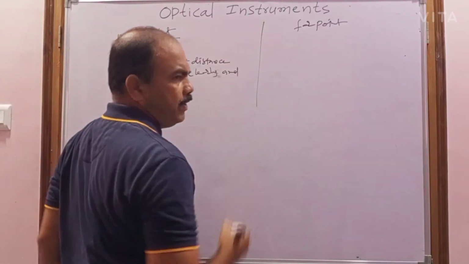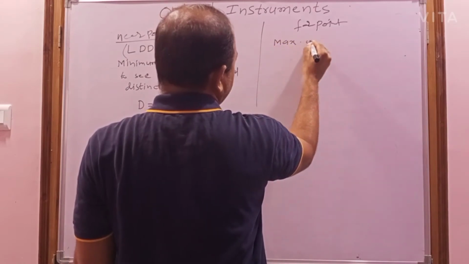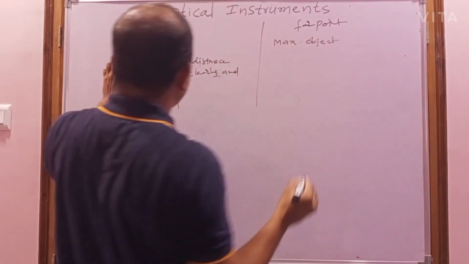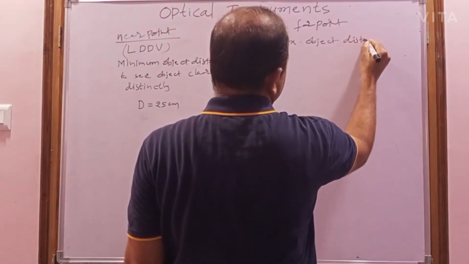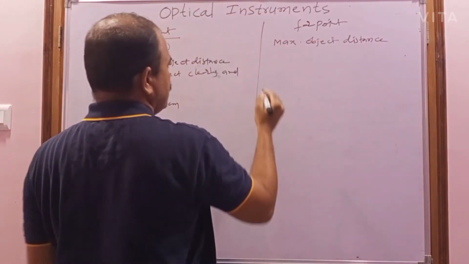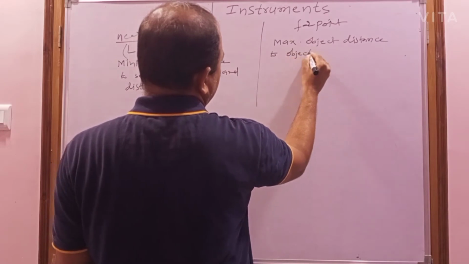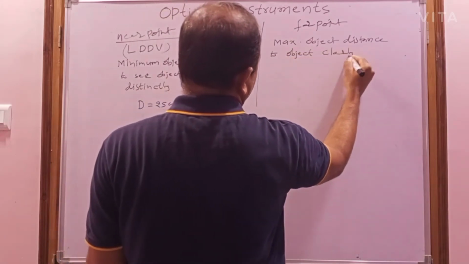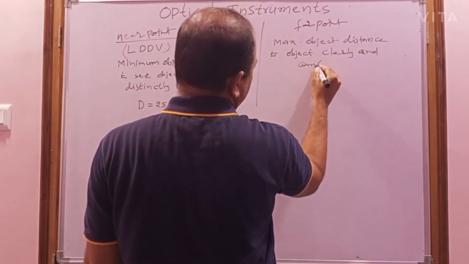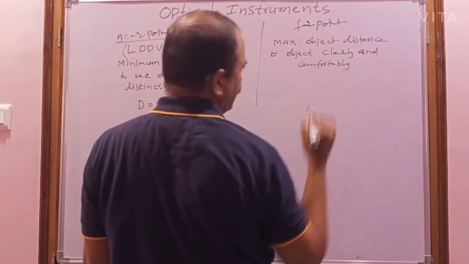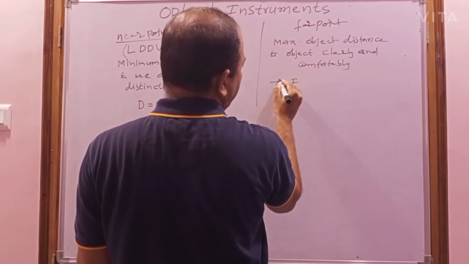Now what is the far point distance? That is the maximum object distance, while the near point is the minimum object distance. The far point is the maximum object distance to see an object clearly and comfortably. But this distance is infinity. The far point distance is nothing but infinity. Remember, this is infinity.